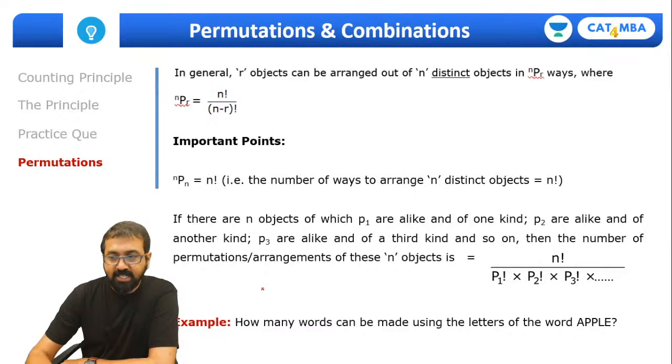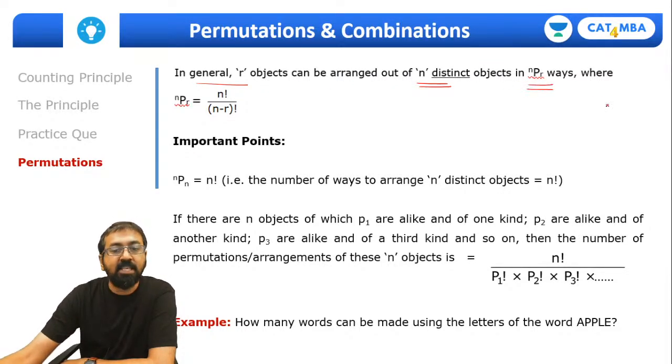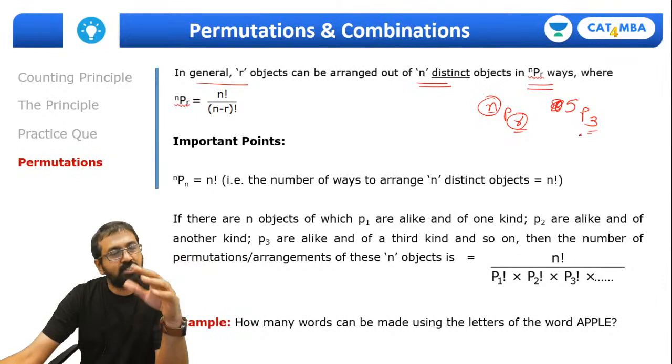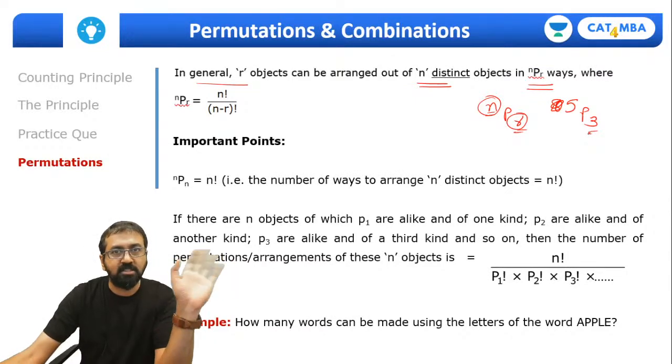Fine. So guys, the points that I just explained are mentioned over here. In general, r objects can be arranged out of n distinct objects in nPr ways. It means you want to arrange r objects on r positions out of these n objects. So arranging 5 people on 3 chairs, or arranging 3 out of 5 people on 3 chairs, both of these are same. Please understand, both are 5P3. Of course, only 3 people are going to sit on chairs, right? No one is going to sit on the laps of others, right?